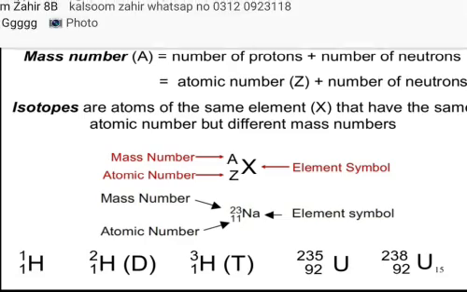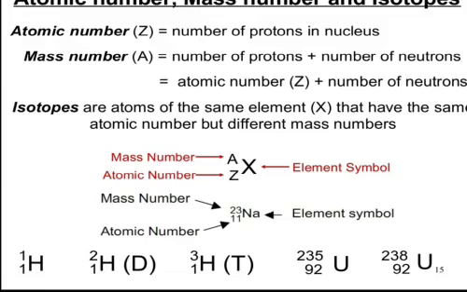Now, the atomic number is the number of protons in the nucleus. The mass number is the number of protons plus the number of neutrons. So if you are going to find the mass number, you add the atomic number plus the number of neutrons. Here one thing you need to focus on: isotopes are atoms of the same element that have the same atomic number but different mass numbers. So two atoms of the same element can have different mass numbers. What we can say is that the atomic number is the identity of an atom.